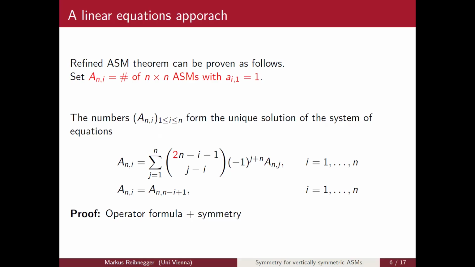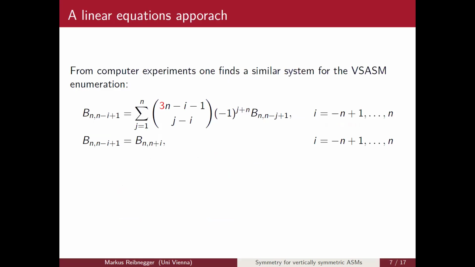The story of where these functions that we considered now come from is one can do a very similar thing for the problem of VSASMs and their refined enumerations. If one does this, one arrives at this linear system of equations, which is very similar. So just from computer experiments, computing these numbers and looking for a linear system of equations, one arrives here. Now this is a proved identity, yes.